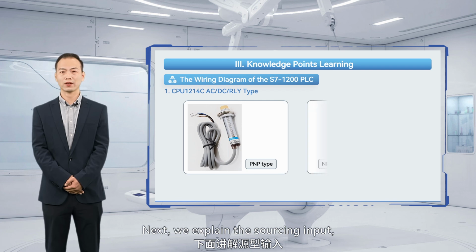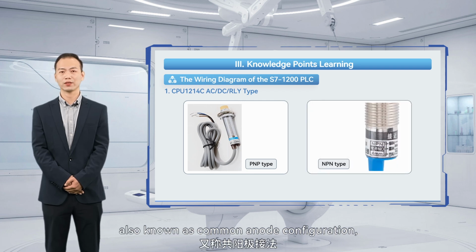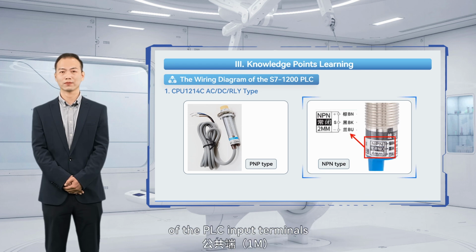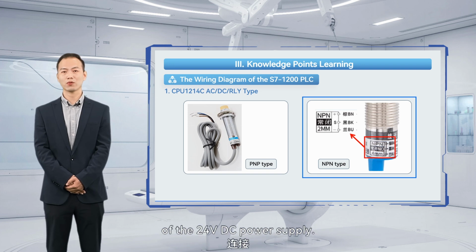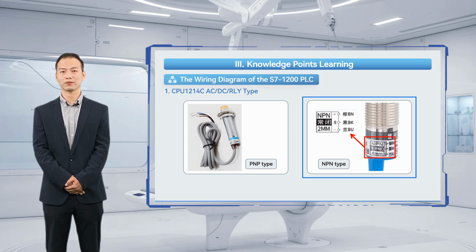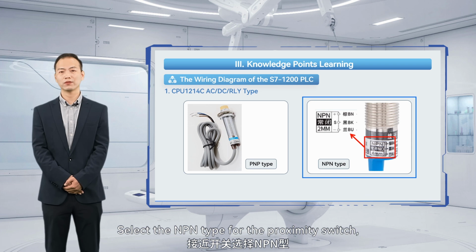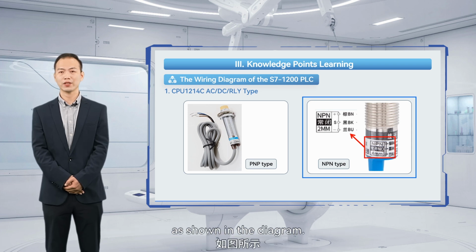Next, we explain the sourcing input, also known as common anode configuration, where the common terminal, 1M, of the PLC input terminals is connected to the positive terminal of the 24 volts DC power supply. Select the NPN type for the proximity switch, as shown in the diagram.